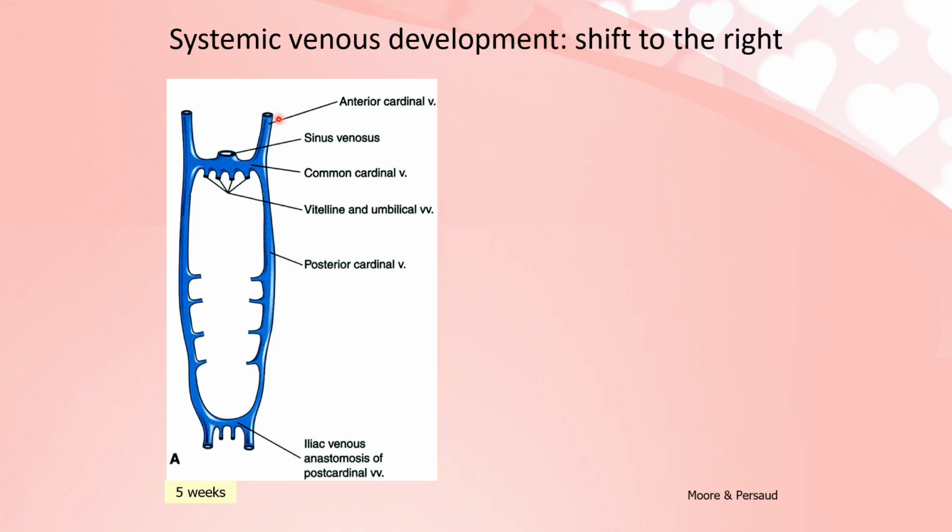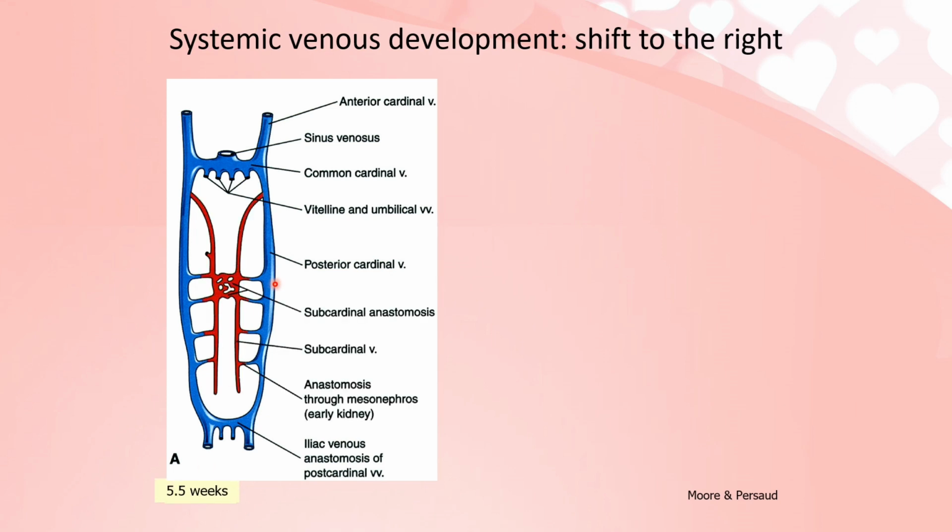So initially we have the anterior cardinal vein and the posterior cardinal vein, and these two cardinal veins are joined by a common cardinal vein and they enter into the sinus venosus. This is the diagram at the 5th week of development.